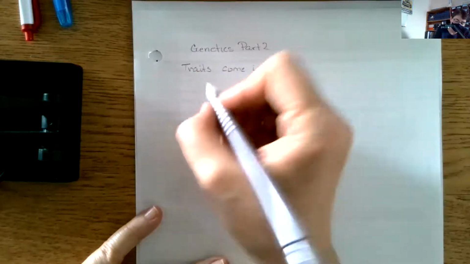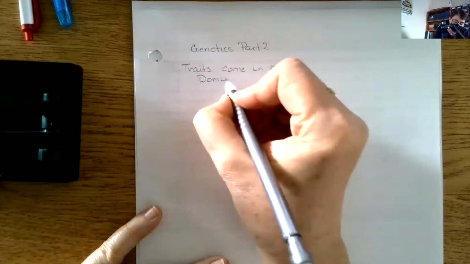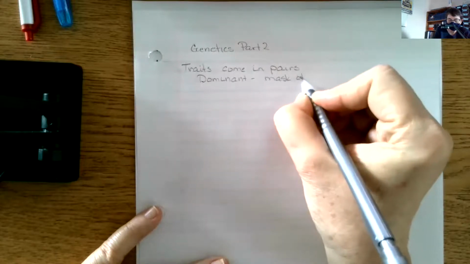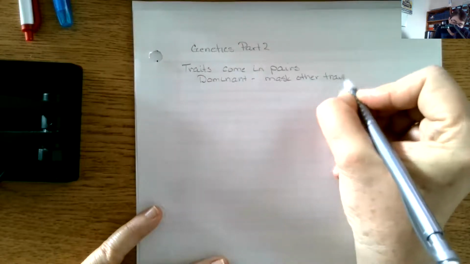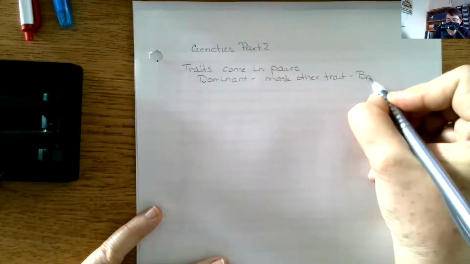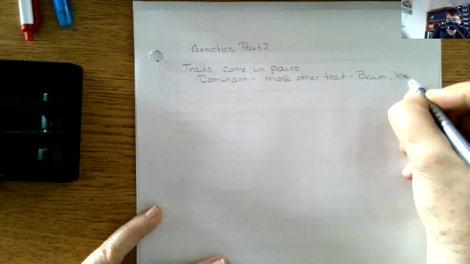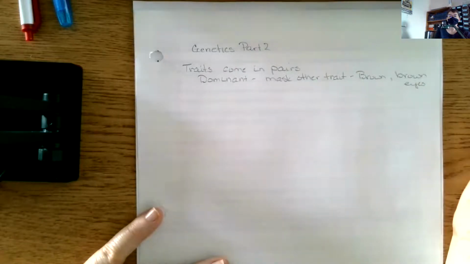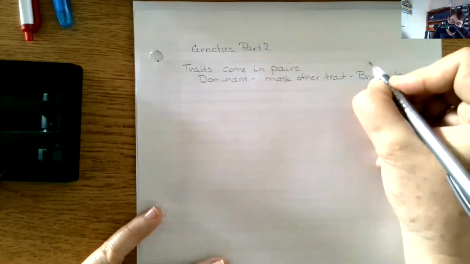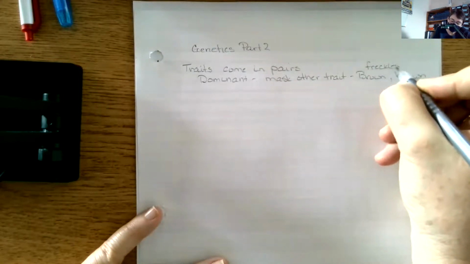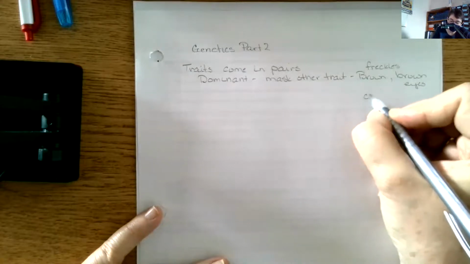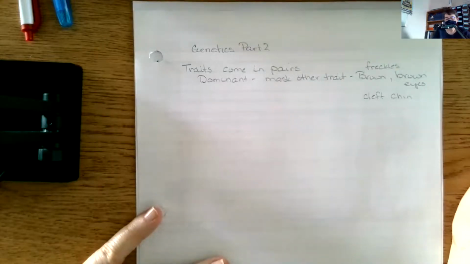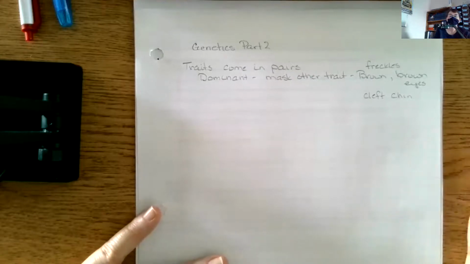One is dominant and one is recessive. So the dominant one can mask the other. So like brown hair, brown eyes. I can't remember what else was on there. Freckles. Bum chin. Yes, thank you. I'll write it as cleft chin. Okay, so those are all dominant. So if you have one of those genes, it will show up.